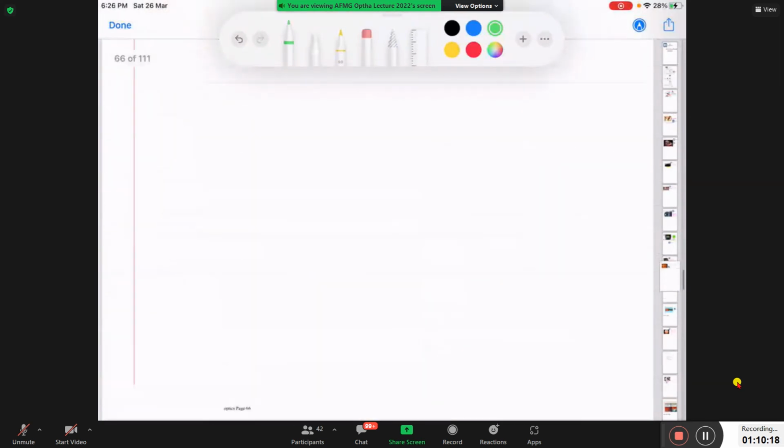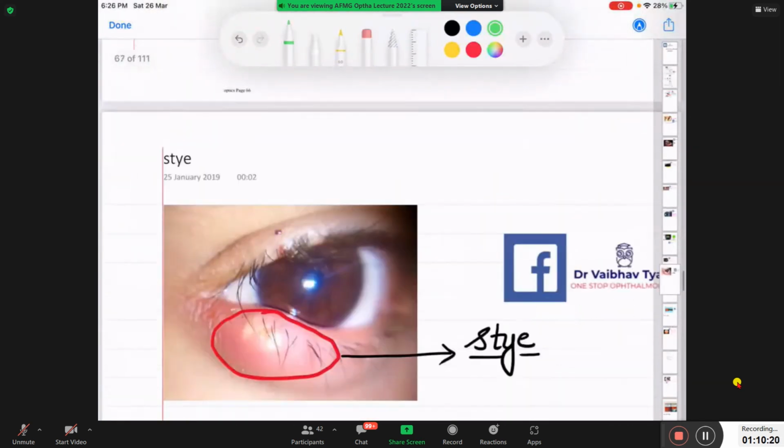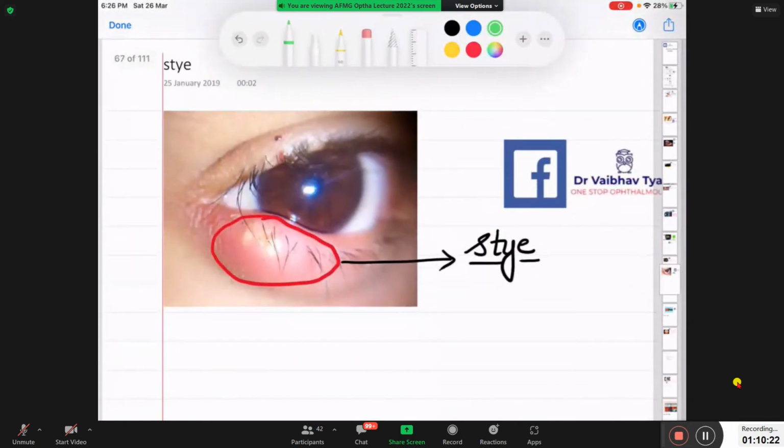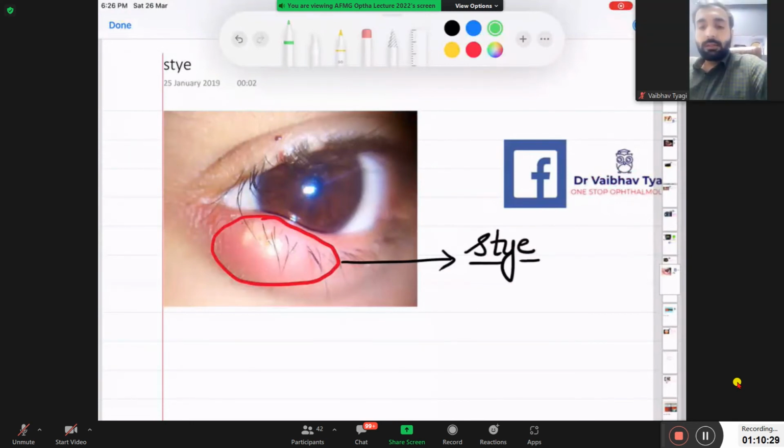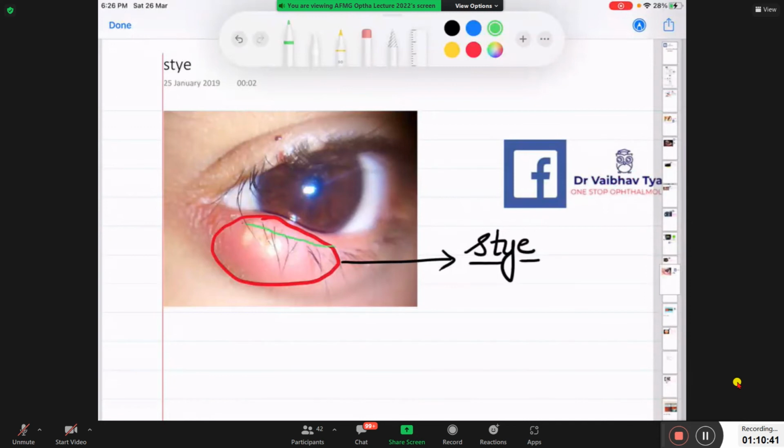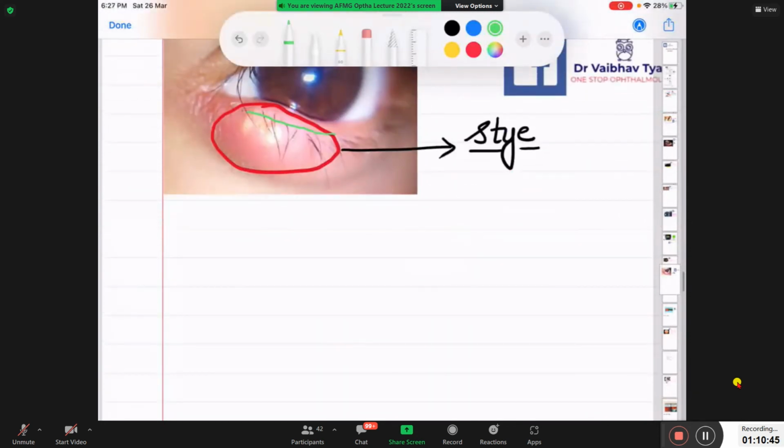See, next important topic, write down. Can you see this swelling is there? This is very painful. Most of you have got this swelling also. This swelling is painful. And can you see this is present at the lid margin? It is called as sty. Write down sty.